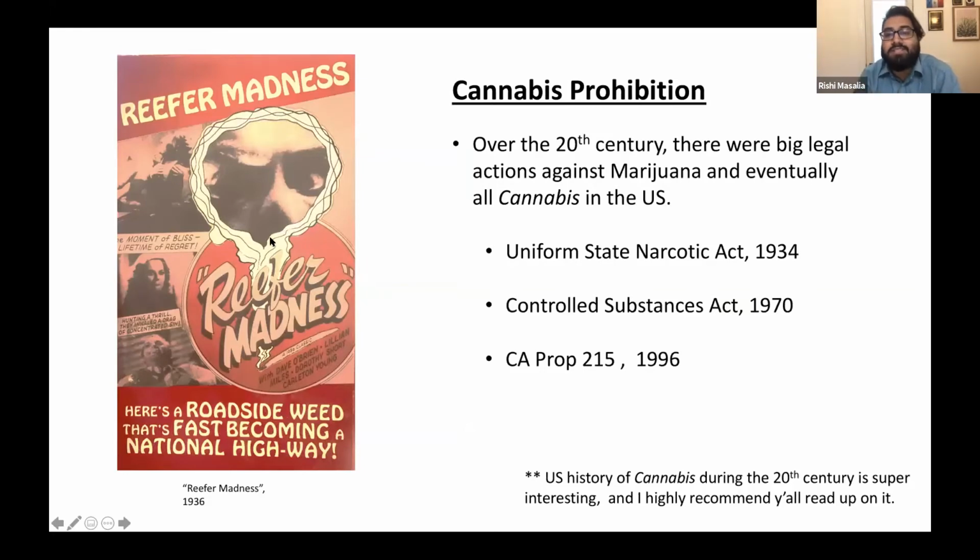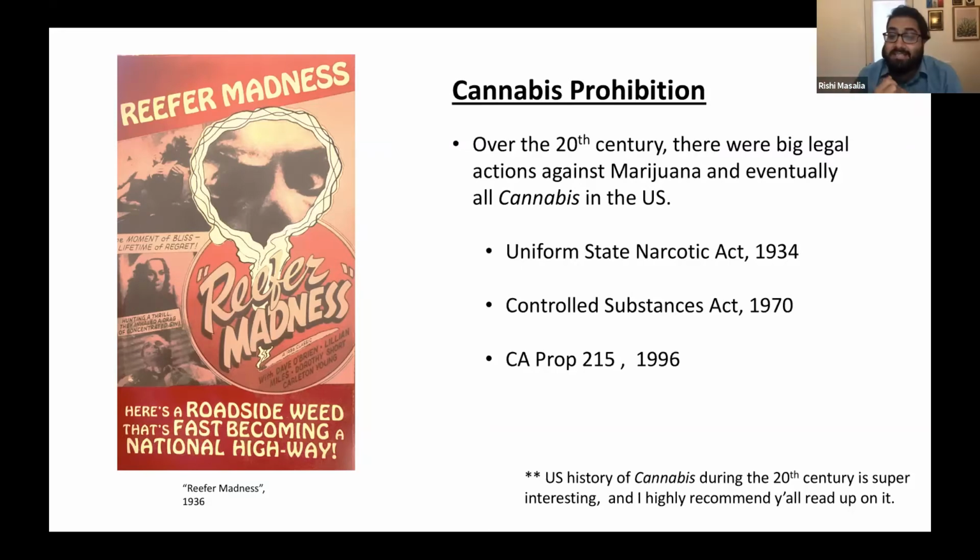Anyway, so cannabis prohibition. Over the 20th century, there were big legal actions against cannabis, or more specifically marijuana, in the United States. It started in 1934 with the Uniform State Narcotic Act. This basically said that across all states, cannabis sativa and cannabis indica were narcotics, and it limited the growth and distribution of them. It was still legal to sell, but you needed licensing and approvals, and you had a lot more hoops to jump through. So still possible to buy and sell cannabis, just harder.